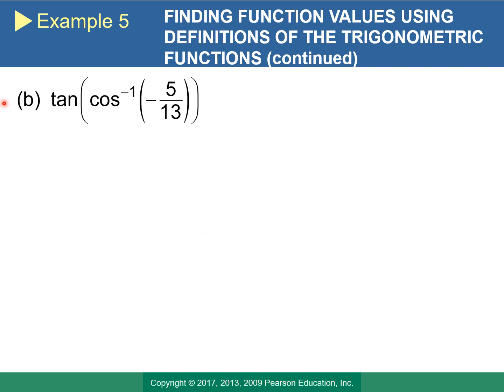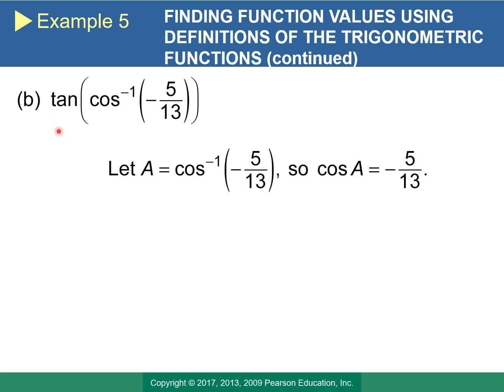Let's try part B. Same idea as part A we just finished. Cosine inverse of negative 5/13 is an angle, and eventually we want tangent of that angle. We're going to call that angle A. So if cosine inverse is negative 5/13, we know that cosine A equals negative 5/13.